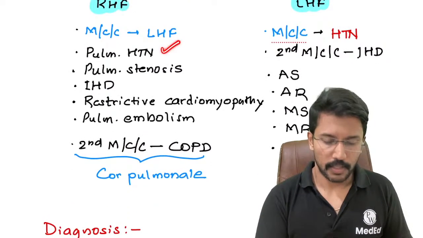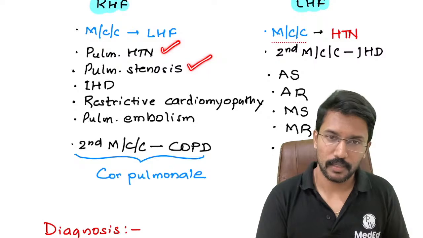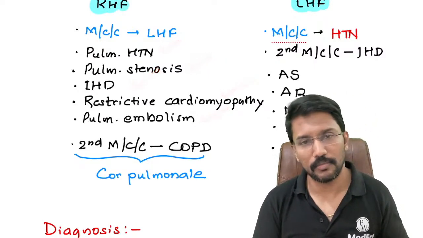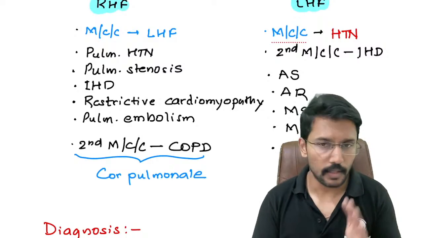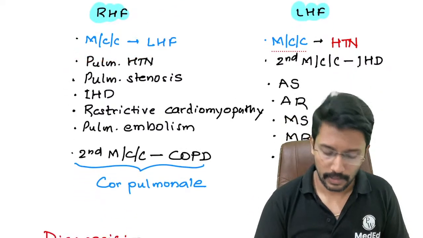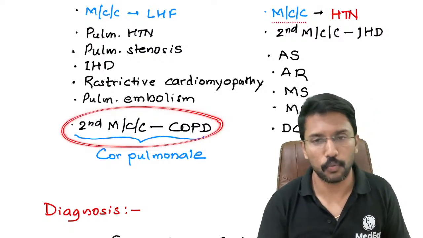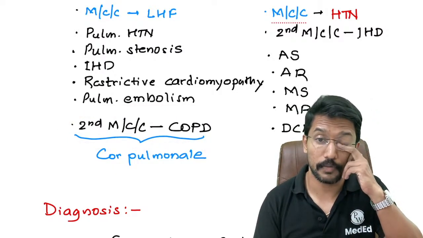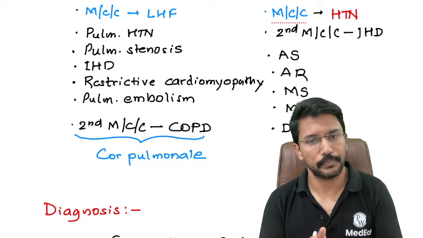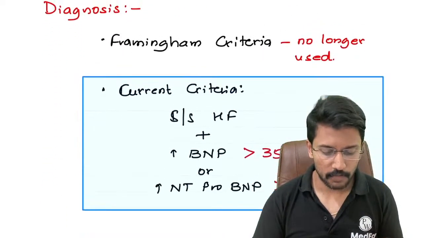Apart from that, conditions like pulmonary hypertension, pulmonary stenosis, ischemic heart disease, restrictive cardiomyopathy, and pulmonary embolism can also cause right heart failure. But the most common cause is left heart failure, and the second most common cause is COPD. So COPD leads to right heart failure. We call that condition cor pulmonale. Cor pulmonale. Okay.